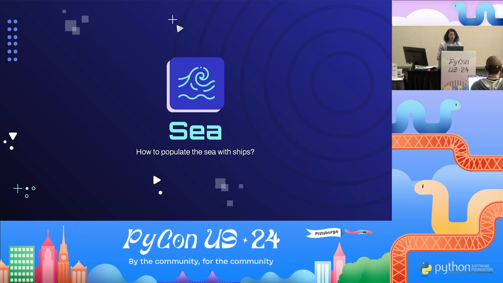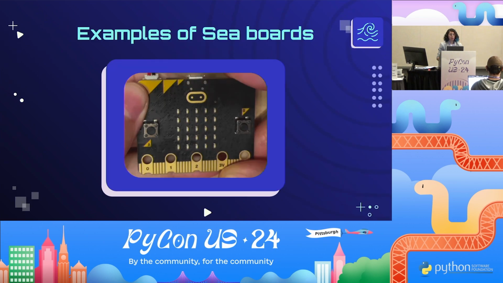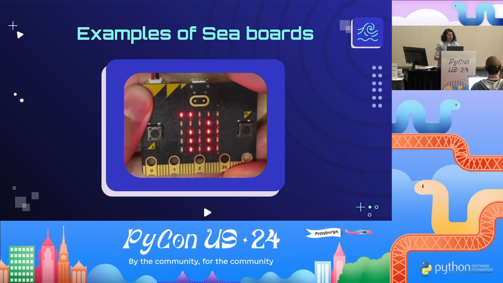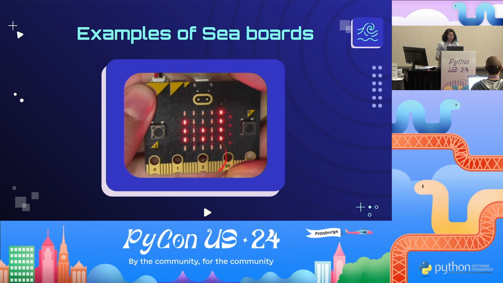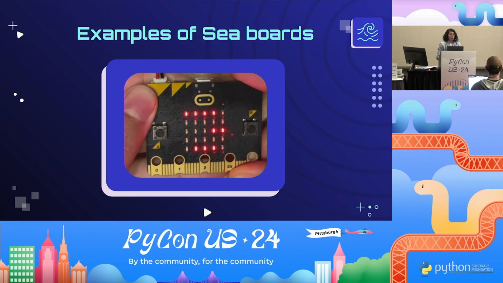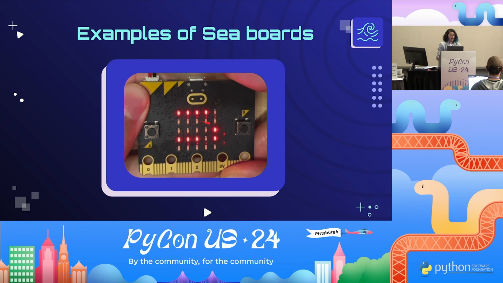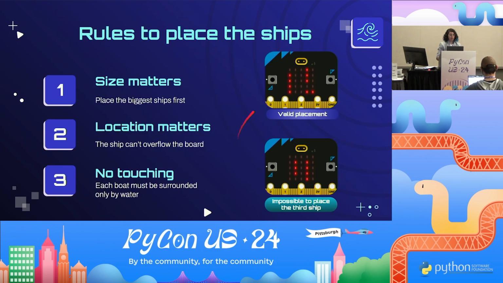So first of all, how we are going to be populating the sea with ships. The idea here is that we are going to be having this placement here, and it's random, so that's why I'm trying to show different positions here. And you can see that they are not touching each other. That's because we have a rule that, first of all, we need to place the biggest ships first, because if you place the smaller one first, the big one may not fit.